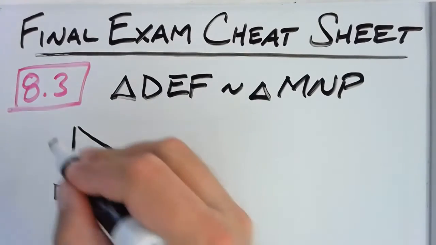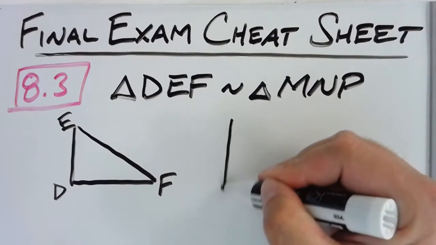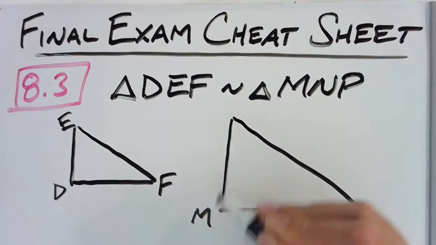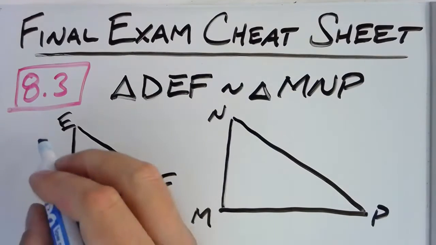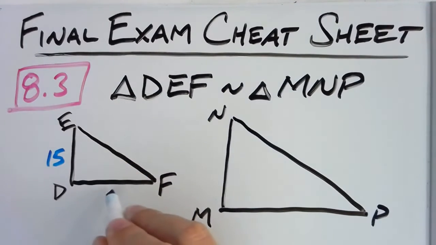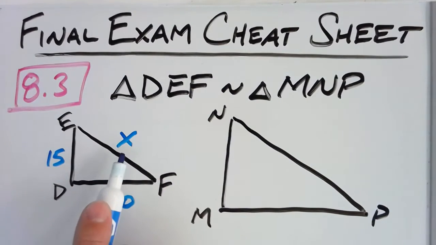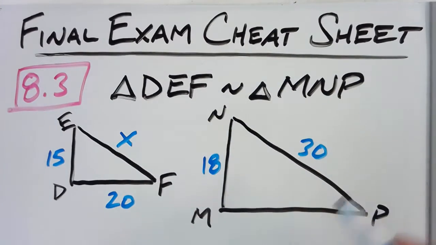So we have triangle DEF and then triangle MNP, which is quite obviously a much larger version of the other. And you're going to be told some of the lengths here. But what's going to be different about this problem from the last one is that in this case, you're going to be given an unknown x. And this x value is what we're going to be needing to solve for. But you'll be given everything else.